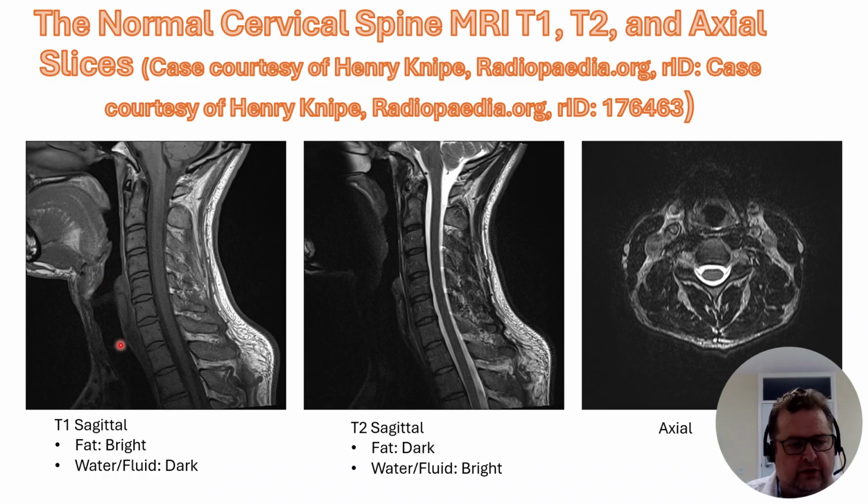The first thing we need to look at is the different slices. So we've got the sagittal, where you're basically split into bits like this. And then we've got the axial, where you're split like that. And then we have the different signals. So T1, fat is brighter compared to T2. And the water and fluid is darker on T1 compared to T2.